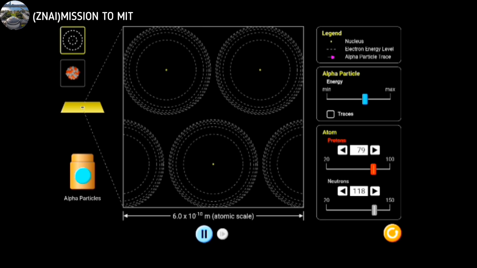What is an alpha particle? An alpha particle can be called a helium 2 plus atom. He chose helium 2 plus. It is called an alpha particle, meaning helium with the charge 2 plus. This is called the alpha particle.